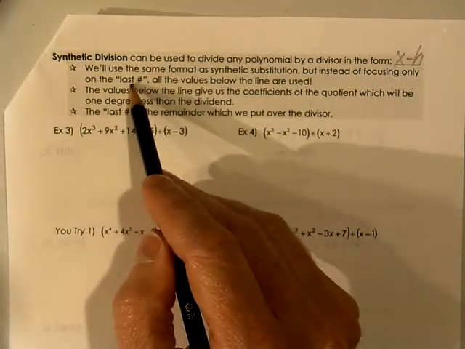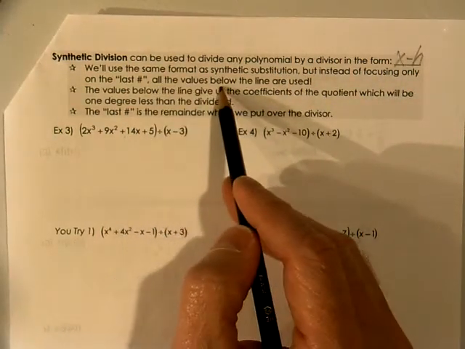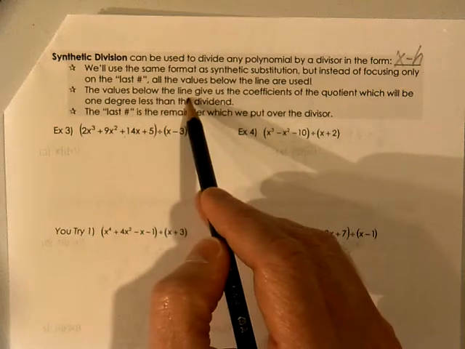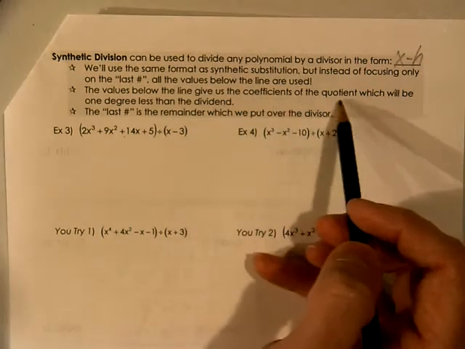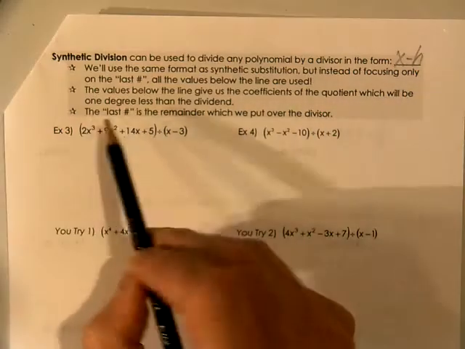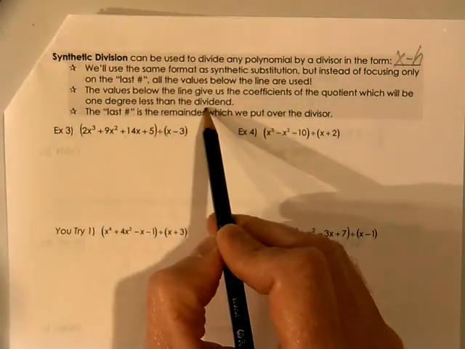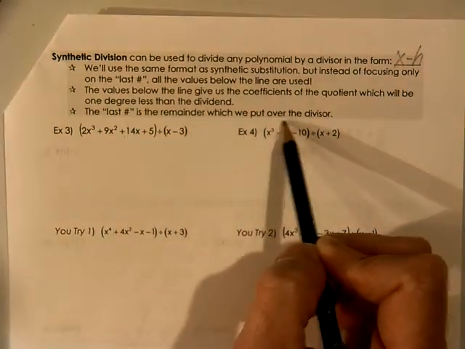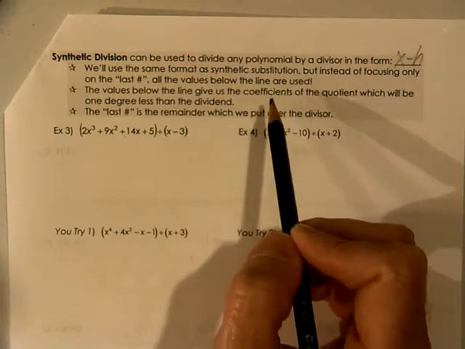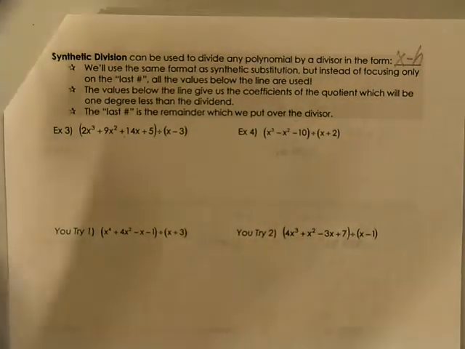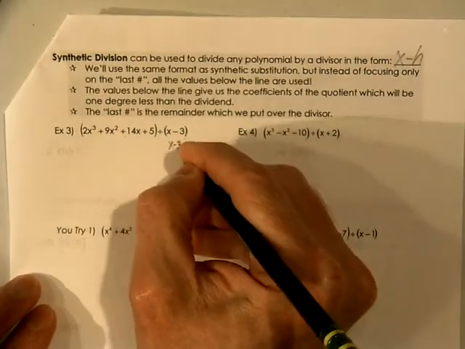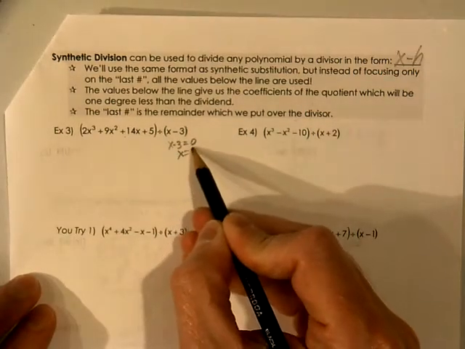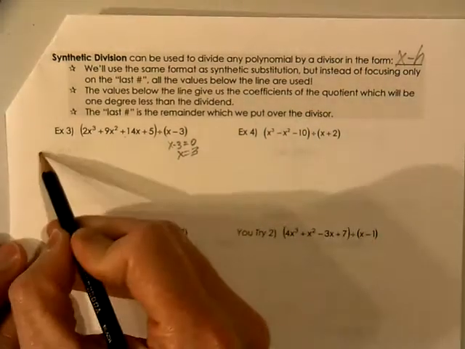We're going to use the same format as synthetic substitution. But instead of focusing only on the last number, all the values below the line are going to be used. The values below the line give us the coefficients of the quotient, which will be 1 degree less than the dividend. We'll talk about what that means. The last number is the remainder, which we put over the divisor, just like we just did. So we're first going to start with setting our divisor to 0, because we want to figure out what x needs to be to make 0.